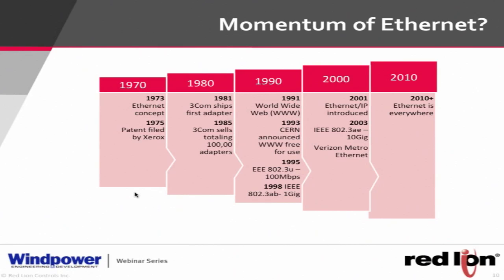You look at the 1970s, 1980s, 1990s, 2000, 2010. Roughly 40 years ago is when Ethernet first came out. You can see that the patent was filed by Xerox in 1975 based off Bob Metcalfe's, and just a little trivia if you guys are into that, Bob Metcalfe later went on to form 3Com, a company that he ran for quite a while, very successful. And they got their start in making Ethernet adapters.